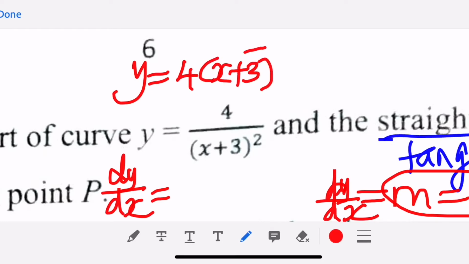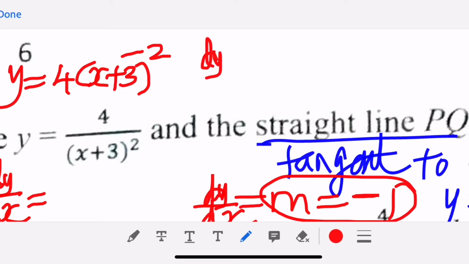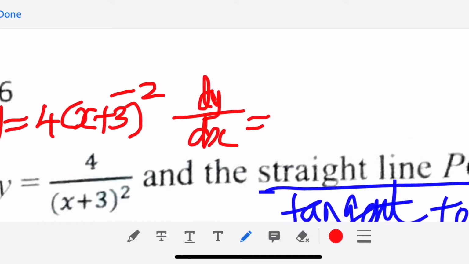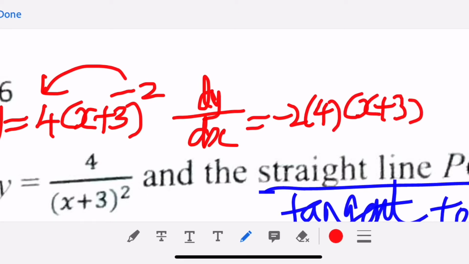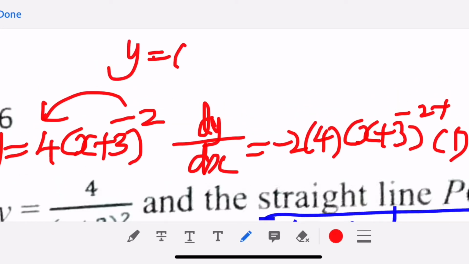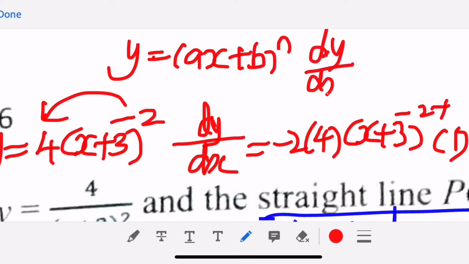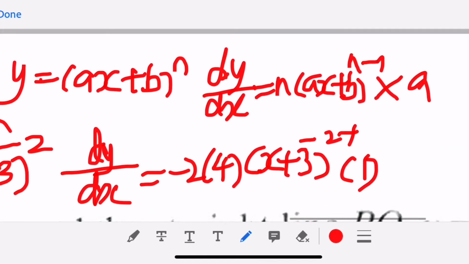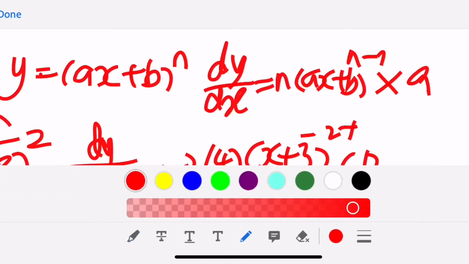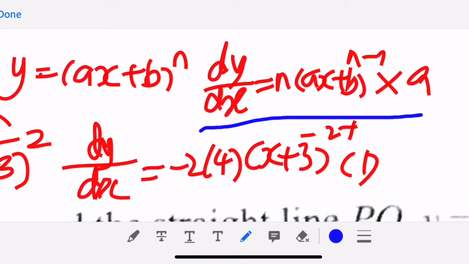So how to differentiate this one? You have 4 times (x plus 3) to the power of -2. So for dy dx, remember, you have to take the -2 power down first. Then you have to multiply by 4, negative 2 times 4, and then (x plus 3) to the power of negative 2 minus 1, and in fact you have to differentiate the x, which is 1. So finally you have to simplify. You are using this formula: dy dx is n times (ax plus b) to the power of n minus 1, and then you have to multiply by the a. Don't forget about that a. Many students tend to forget the a, but here the a is 1. A is the number in front of the x.